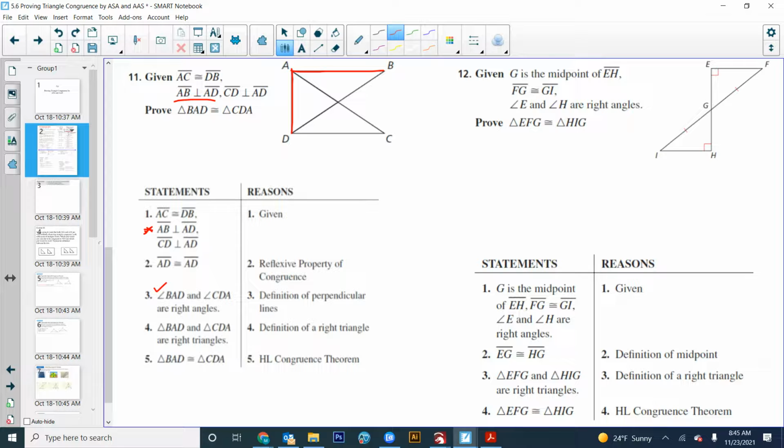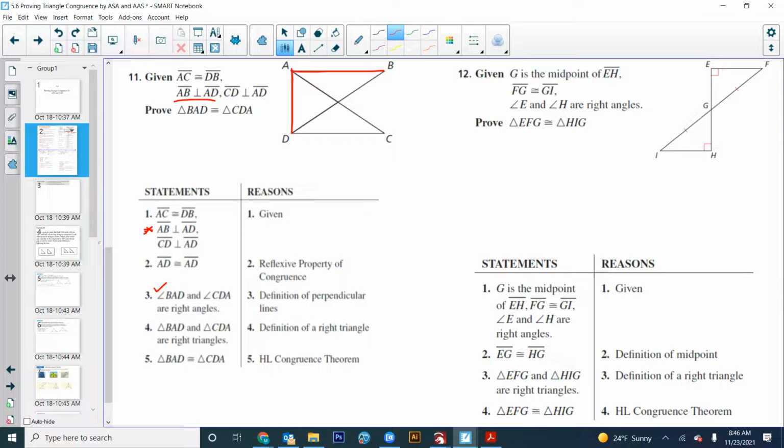Here's what I'm going to say, just so you understand what I'm looking for when I'm grading. If you say HL, and I'm going to back up. I'll tell you what, I'm going to take a couple steps back. I'm going to give them a pass on that one. Here's why. HL is a little bit of a different case, okay? We're not actually proving the right angles are congruent. We're saying that the triangles are right triangles. Let me say it again.